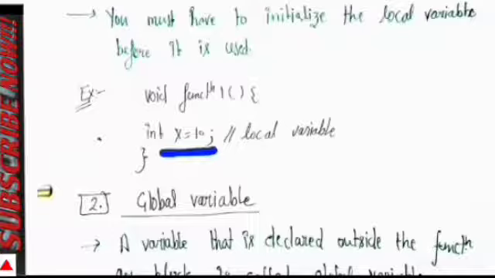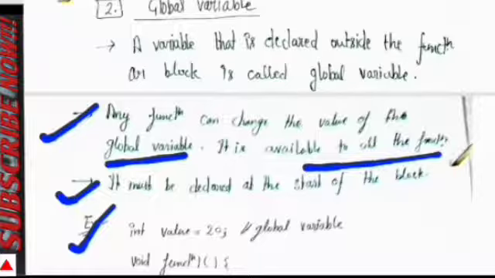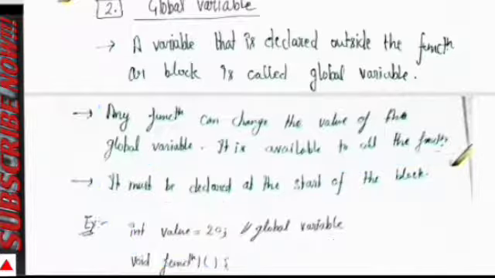Now come to the second, the global variable. Important points related to global variables: first, a variable that is declared outside the function or block is called a global variable. Any function can change the value of the global variable. It is available to all functions. It must be declared at the start of the program. For example, int value = 20, and after this we declare the void function. So here int value = 20 is your global variable.